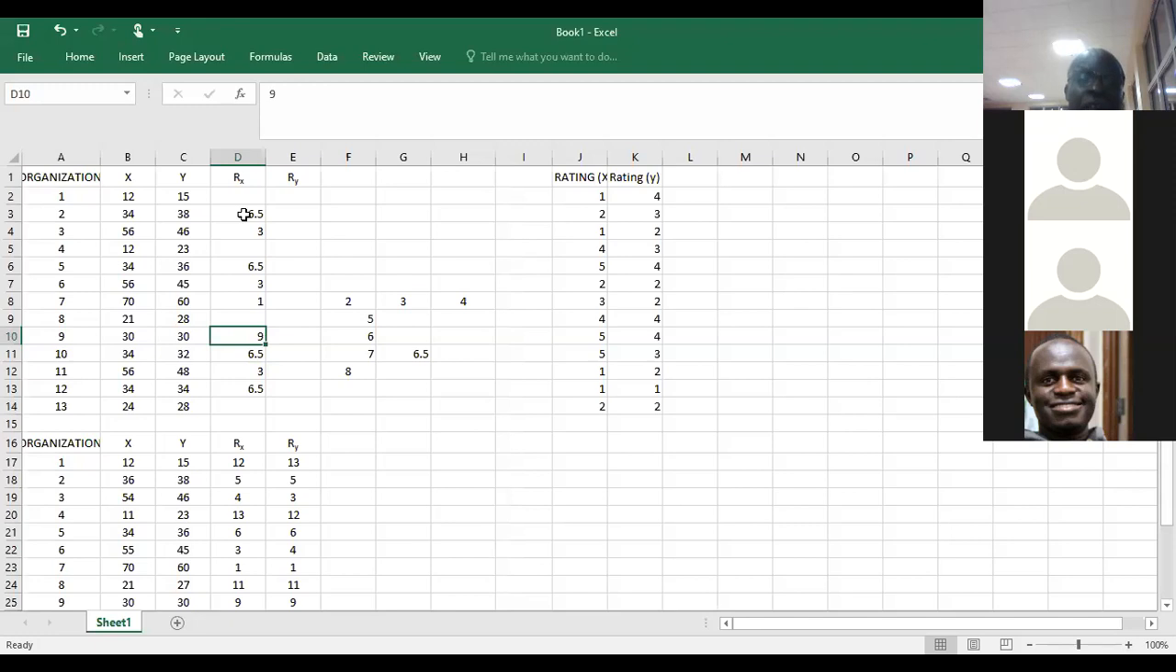What's the next highest value? 24. How many are there? 1. Number 10. Next highest value? 21. How many are there? 1. Number 11. Then? 12. 12 plus 13 is 25.